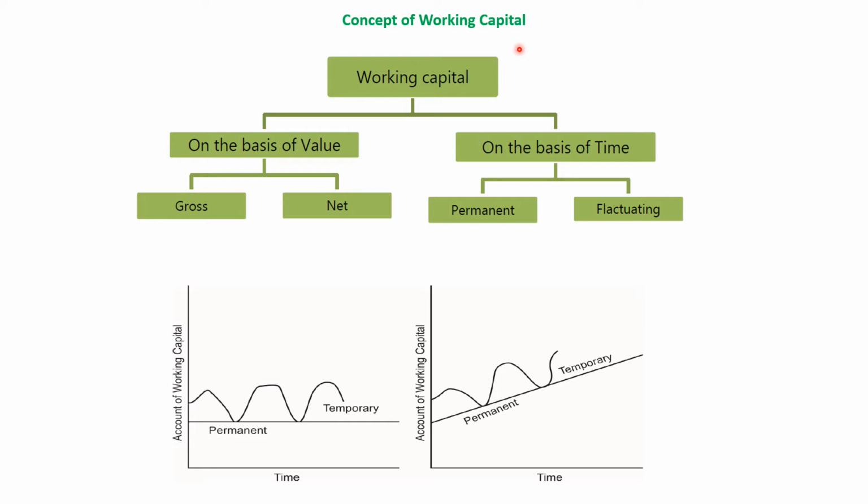Why permanent and fluctuating? Because for any product, the demand will not be the same throughout the year. It may be fluctuating depending upon the seasons, depending upon the market requirements. So there will be certain permanent working capital and certain fluctuating working capital. The permanent and fluctuating is explained in the graph below, where permanent may be a straight, horizontal line against time, or it may be an elevated line against time.